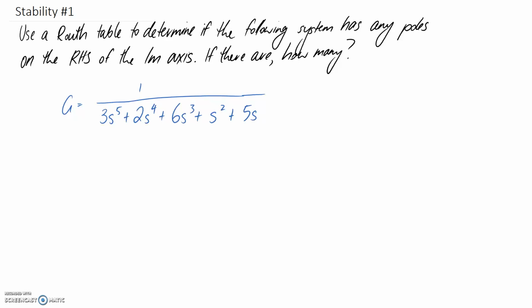So we're asked to use a Routh table to determine if the following system has any poles on the right-hand side of the imaginary axis, and if there are, how many. So, first thing we need to do is set up our Routh table.